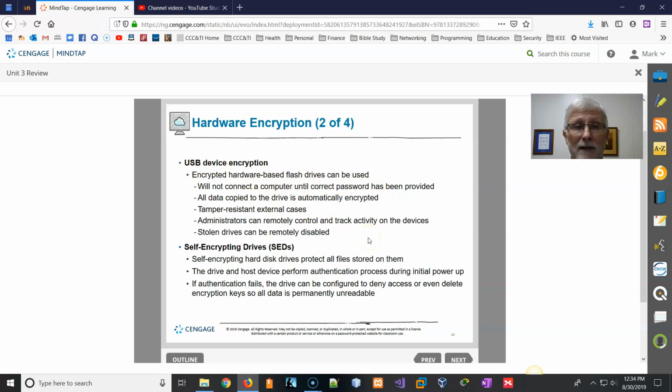I think one of the labs that we'll do... I guess we're not going to do that. I keep forgetting which lab I assigned. But you could have encrypted your USB.